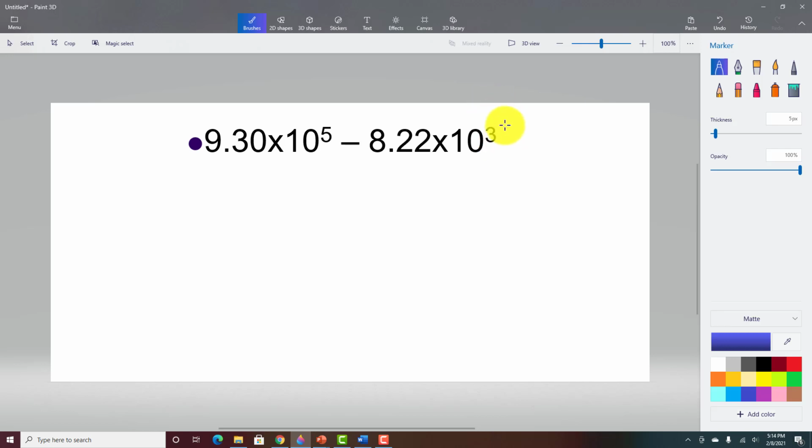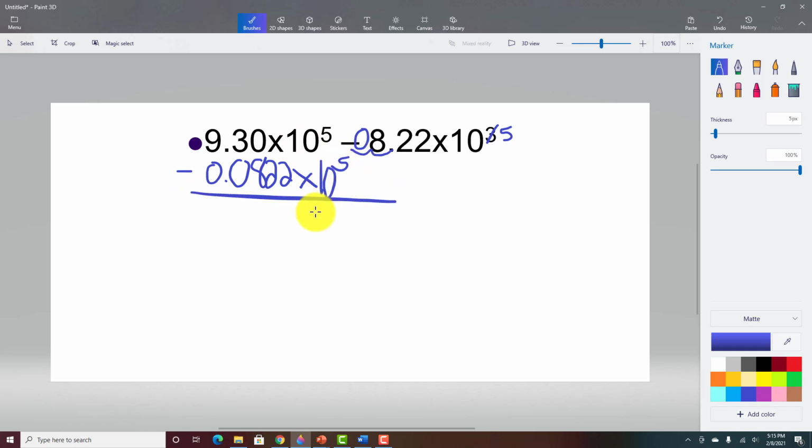If I want it to go up to the 5th, okay, I want to make this 5, I need to move the decimal 2 spaces to the left. Remember, left goes up. So there's 1 and then 2, and so I'm going to be adding a 0 in front. So this is 9.30 minus 0.0822 times 10 to the 5th.